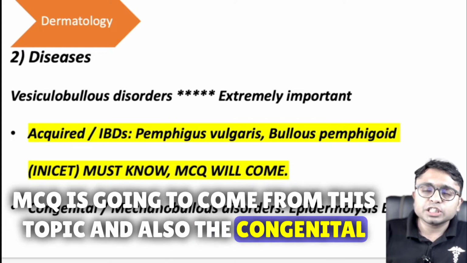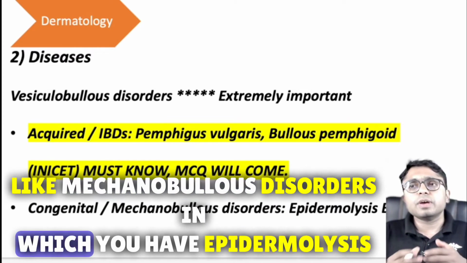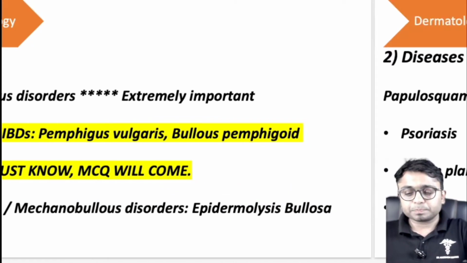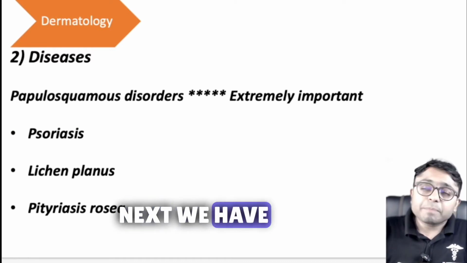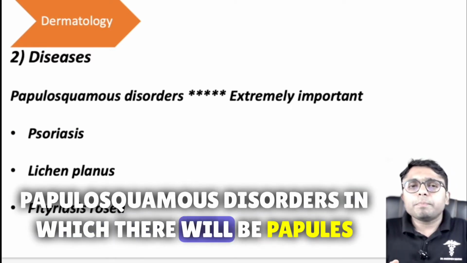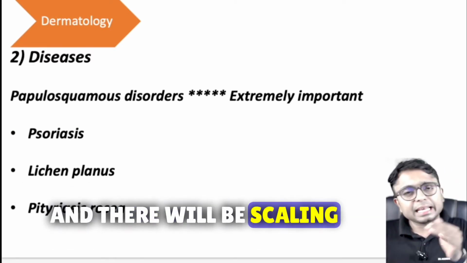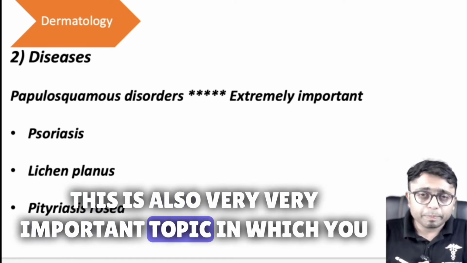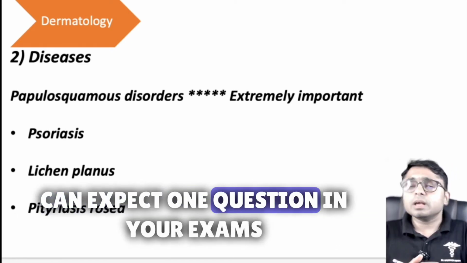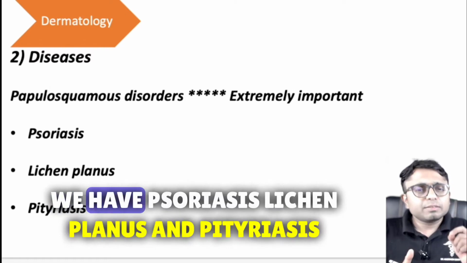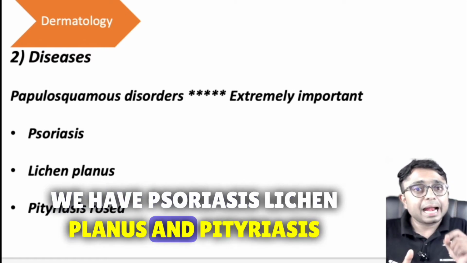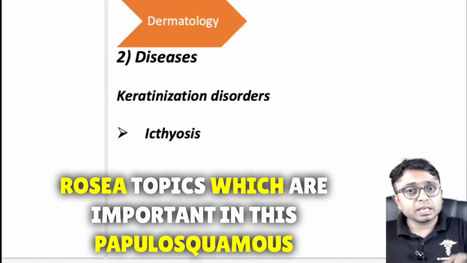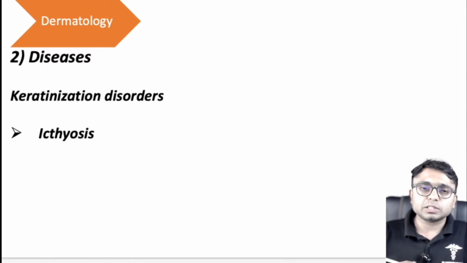And also the congenital mechanobullous disorders in which we have epidermolysis bullosa. Next, we have papulosquamous disorders in which there will be papules and there will be scaling. This is also a very, very important topic in which you can expect one question in your exams. We have psoriasis, lichen planus, and pityriasis rosea, topics which are important in this papulosquamous disorder.